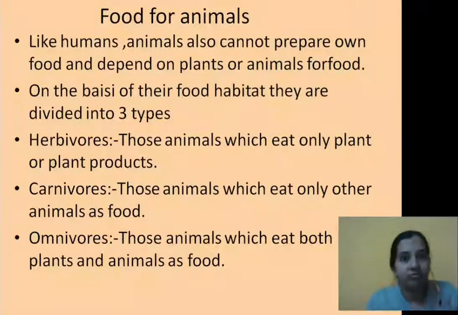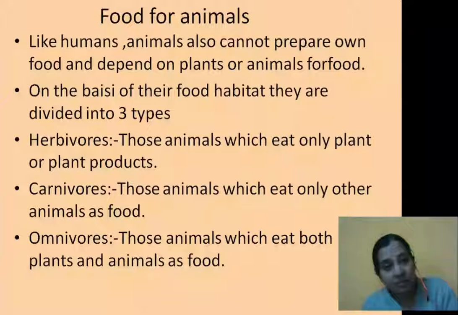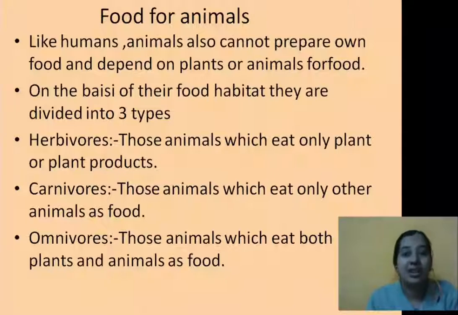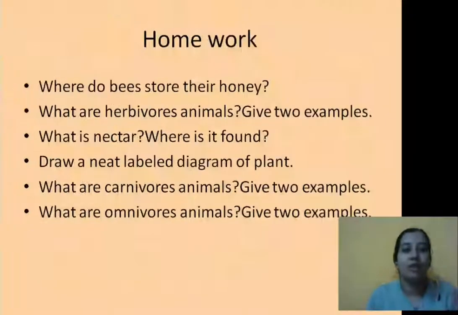Then comes omnivorous. Those animals which eat both plant products as well as animals as their food. Example, we human beings, right? We have chapati, rice from plant products. Then we take milk. Some of you do eat eggs. So that is your animal products, right? Okay. Two other examples are cat and dog. So this is what you have studied here.